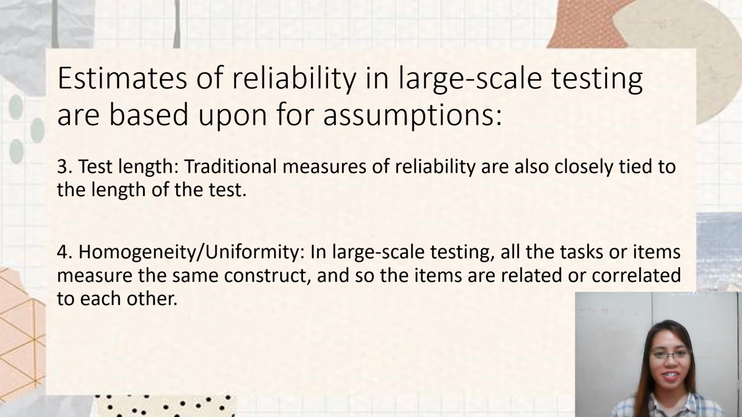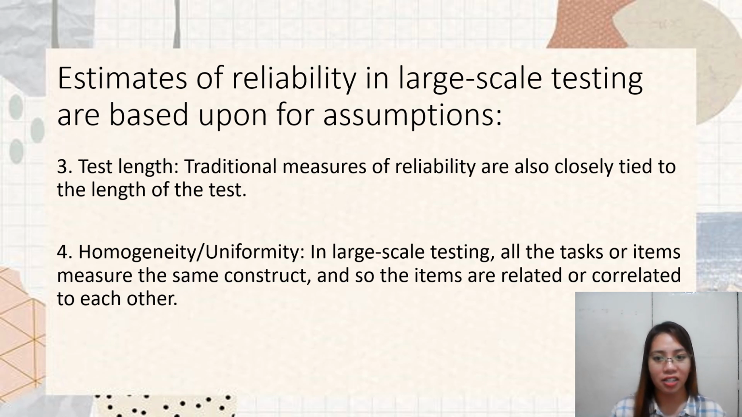The third is test length. So it means traditional measures of reliability are closely tied to the length of the test. So it means that the more items or tasks are included in the test, the higher the reliability coefficient will be. Fourth is uniformity.